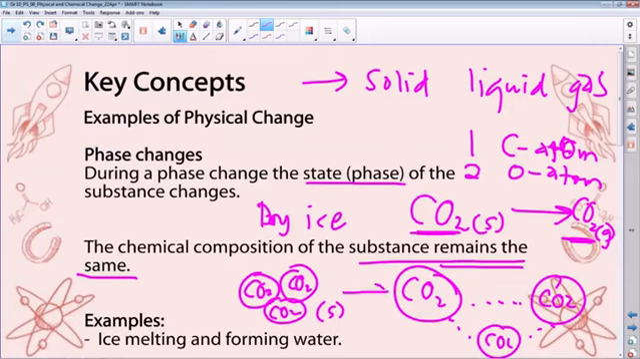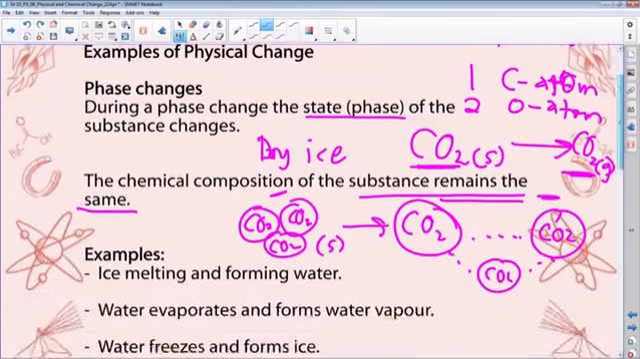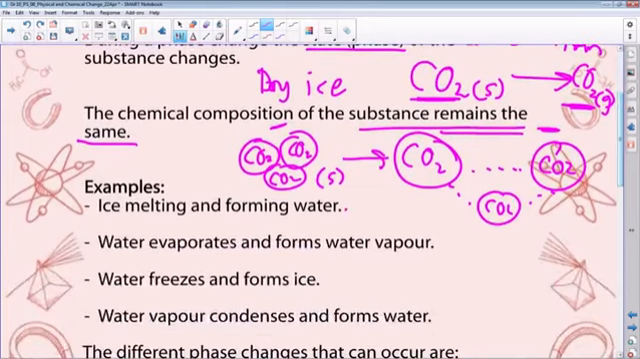Now, this represents a typical physical change, wherein the chemical composition on the left is the same as the chemical composition on the right. The only thing that has happened here is the arrangement of particles. Right. So when ice melts to form water, we've spoken about that as well. It's a typical example of a physical change.